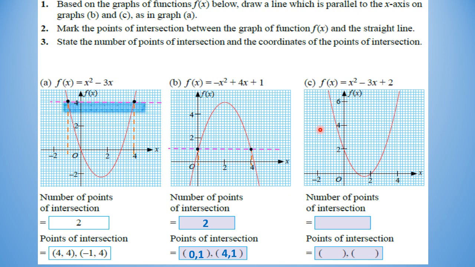Repeat the same step. Draw a line that is parallel to the x-axis. So I choose y equal to 6. Mark 2 points of intersection, the first one and the second one. So we have 2 points of intersection. We write 2 here. And then how about the coordinates? (-1, 6). The second is (4, 6).